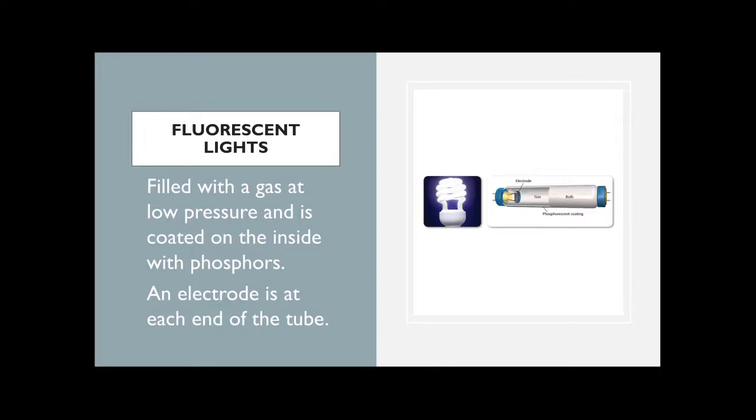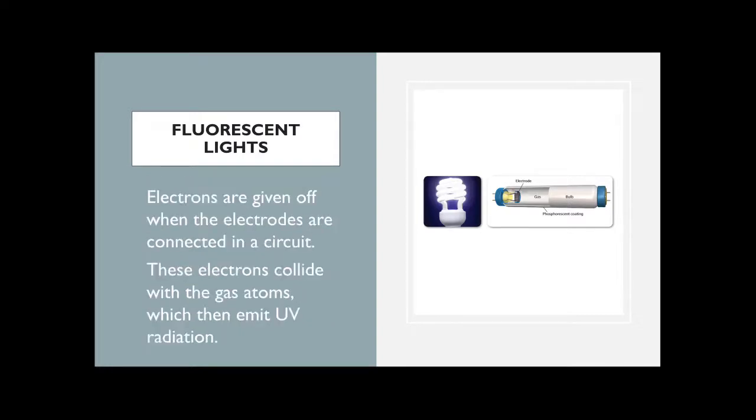So let's talk about fluorescent light. First thing is, a fluorescent light bulb is going to be filled with a gas at super low pressure. The inside of the light bulb is going to be coated with phosphorus, and there are going to be electrodes at each end of the light bulb. You can see that in the image: the electrode on the inside and the outside, the gas that fills the space, and the coating on the inside of the light bulb.